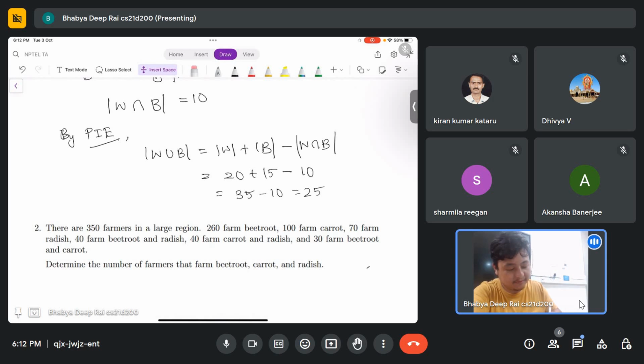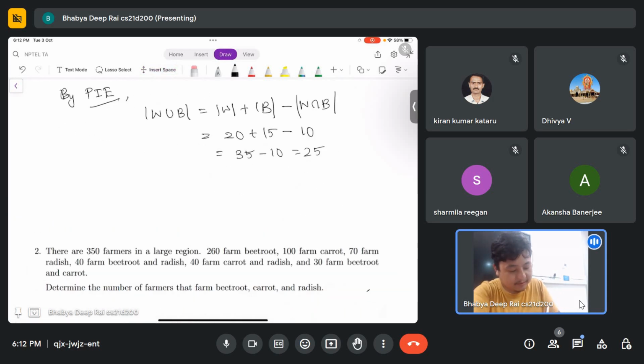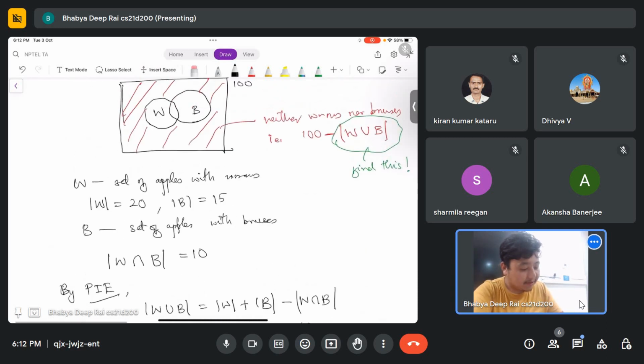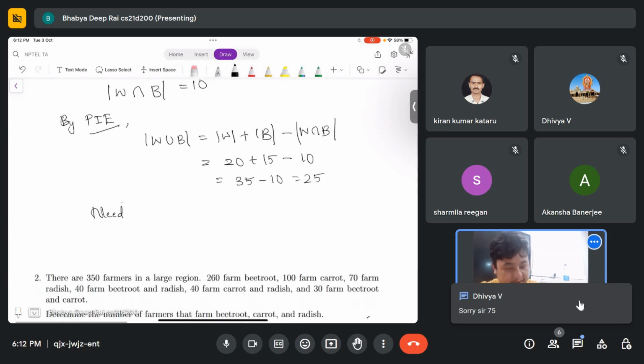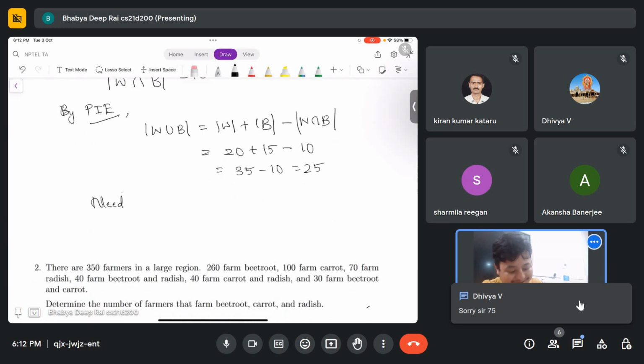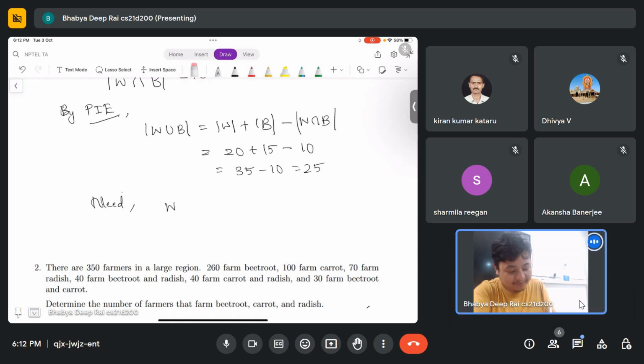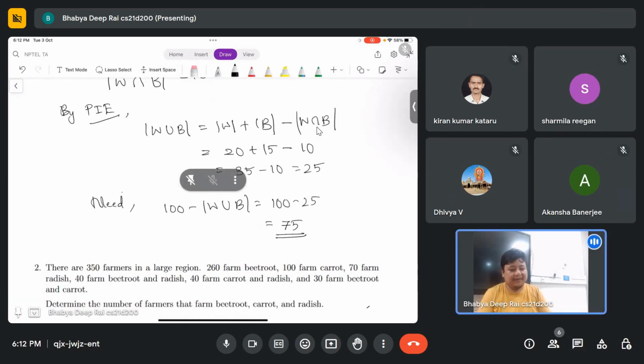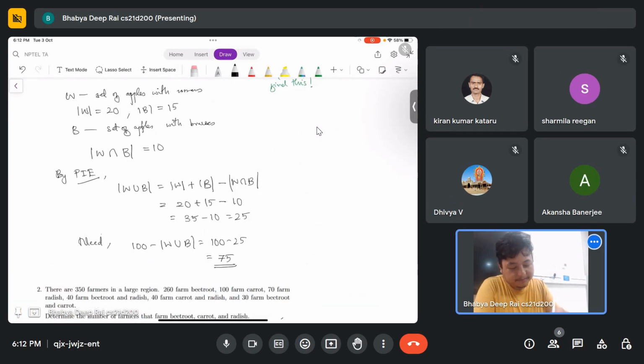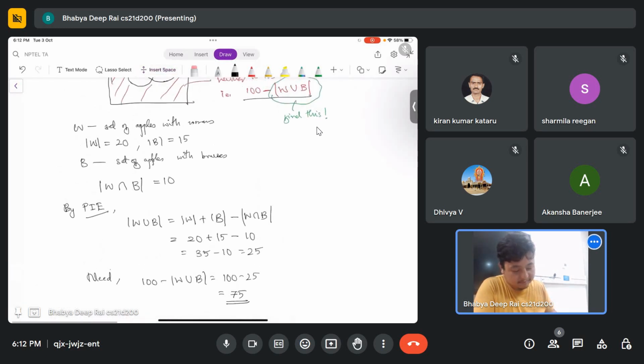Is it not? So then what did we need? We wanted 100 minus W union B, which is 100 minus 25, which is equal to 75. Yes, Divya, it's 75. Good. So I hope it's clear so far. If not, please let me know.